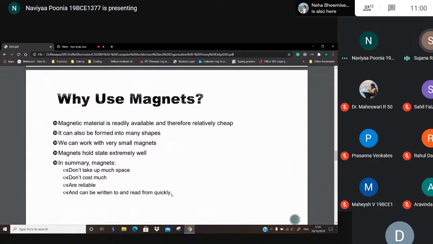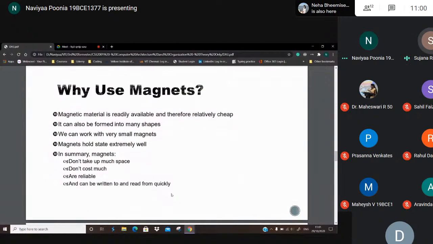Next is why we use magnets. Because magnets are readily available and cheap, and they can be formed into many shapes, and we can work with various sizes. The smaller the size, the more the portability, and they can also hold the state, which is very required for storage of data very extremely well. So we can say that they help in reading and writing of data very quickly at a very reliable cost.